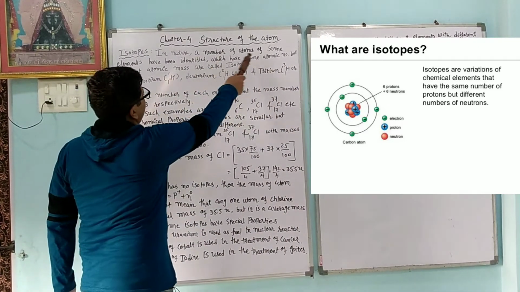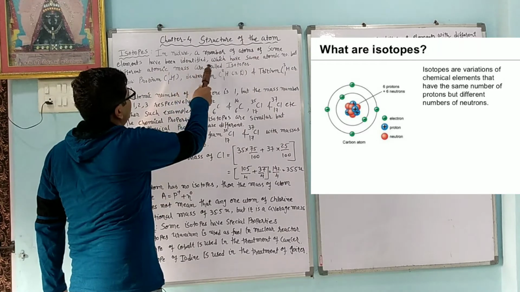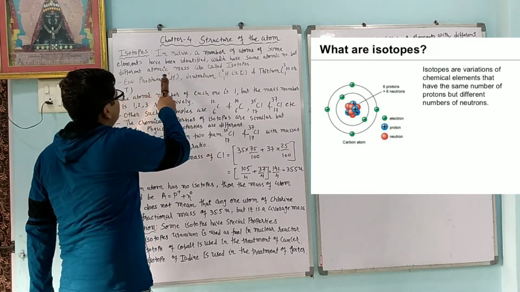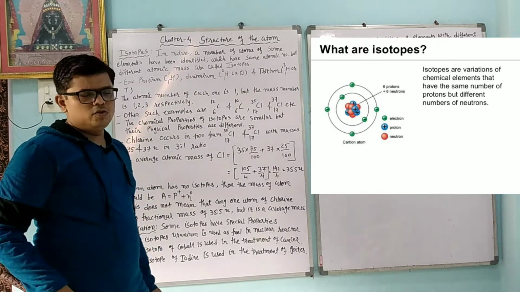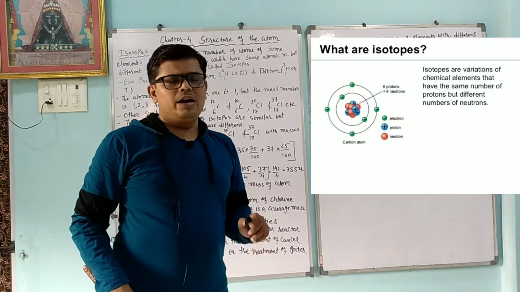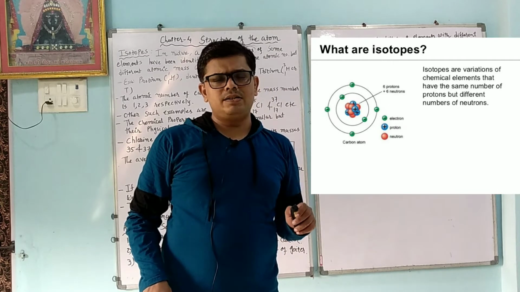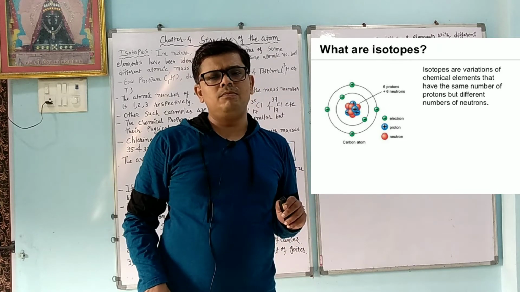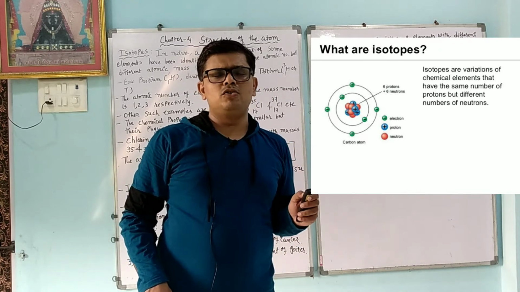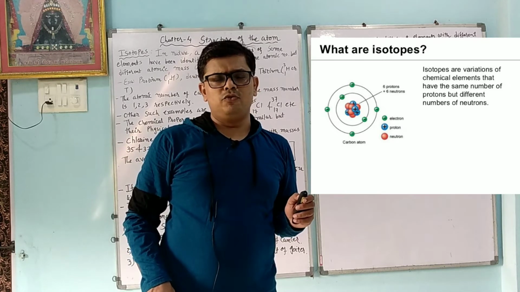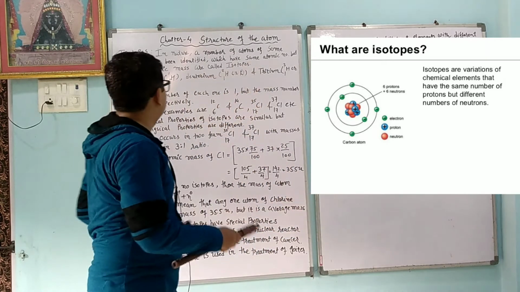In nature, some elements have been identified which have the same atomic number but different atomic mass. They are called isotopes. So dear student, only remember that isotopes are of the same element. Their atomic numbers are the same, meaning protons and electrons are the same, but atomic mass is different because of what? Different number of neutrons. Okay.